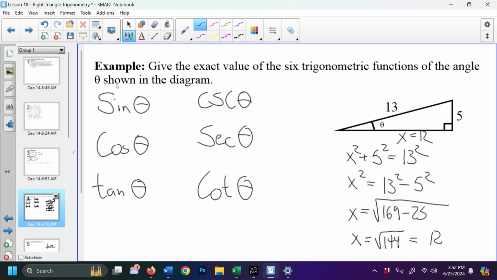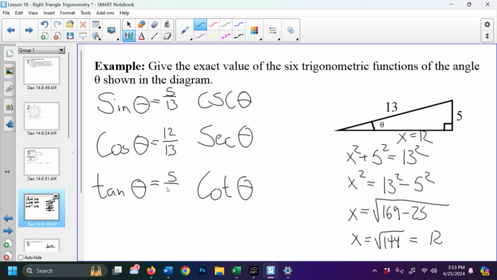So when I want to figure out the 6 trigonometric functions of the angle theta shown in the diagram, I am just representing the ratios, and again, the SOHCAHTOA values of sine, cosine, and tangent. So for the sine of theta, if this is theta, that's the ratio of the opposite side to the hypotenuse. So 5 over 13. The cosine of theta is the ratio of the adjacent side to the hypotenuse. So 12 over 13. And then the tangent is the ratio of the opposite side to the adjacent side. So 5 over 12.